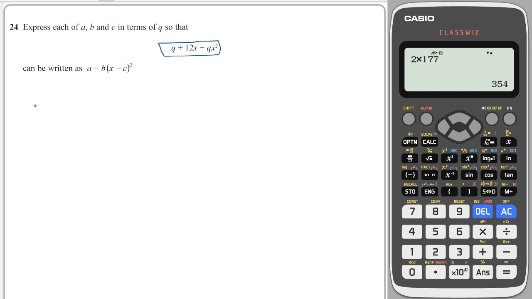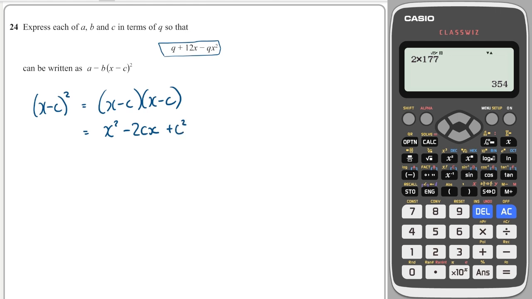So let's start off with this part first, x minus c squared. That's the same, of course, as x minus c times x minus c, which is x squared minus an xc minus another xc, so minus 2xc, or perhaps I'll write cx because x is actually the variable and c is just a constant. And then minus c times minus c is plus c squared.